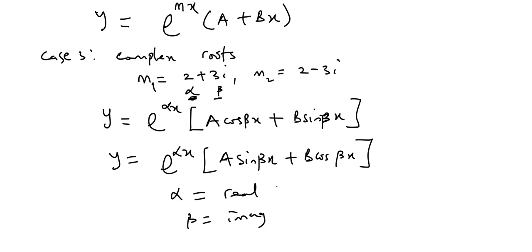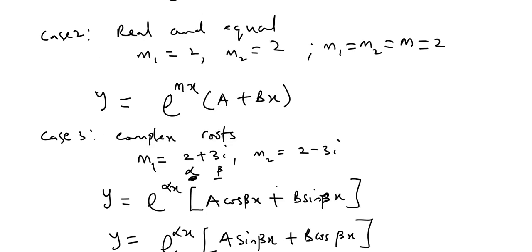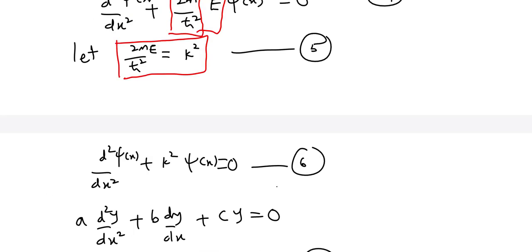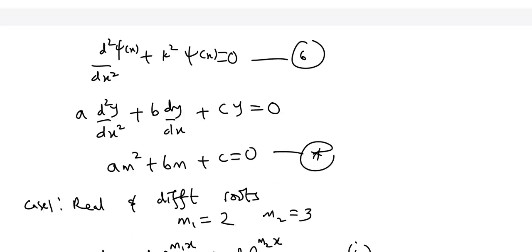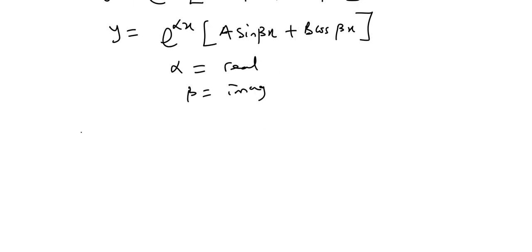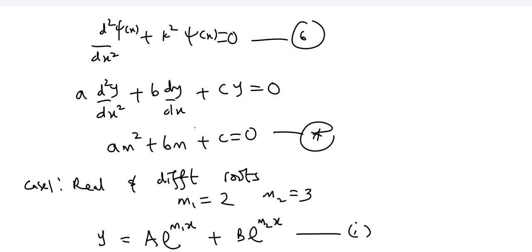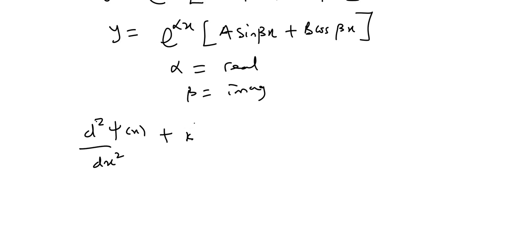So let's get to our own problem. In our case, we have equation 6. Let me write equation 6 again: d squared psi dx squared plus k squared psi of x equals 0.